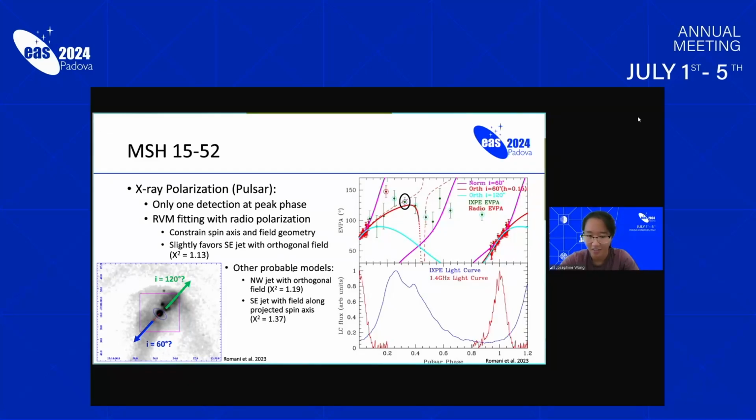However, the other possibilities are still within the realm of possibility. So the chi-square value for this most favored model is 1.13, but we also found a chi-square value of 1.19 for a scenario where the inclination is 120 with an orthogonal field, and a slightly higher chi-square value for an inclination of 60 degrees with the field parallel to the spin axis.